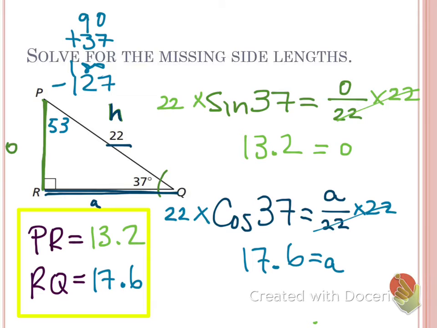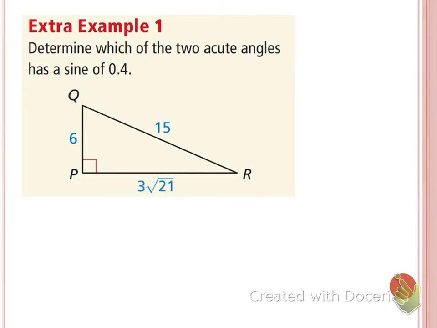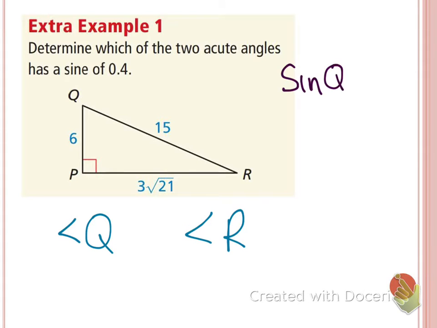The last bit of review that we're going to do is this. Determine which of the two acute angles has a sine of 0.4. So which of these angles are acute? Angle Q and angle R. So one of these has sine of 0.4. So I would just find sine of both of them and figure out which one equals 0.4.